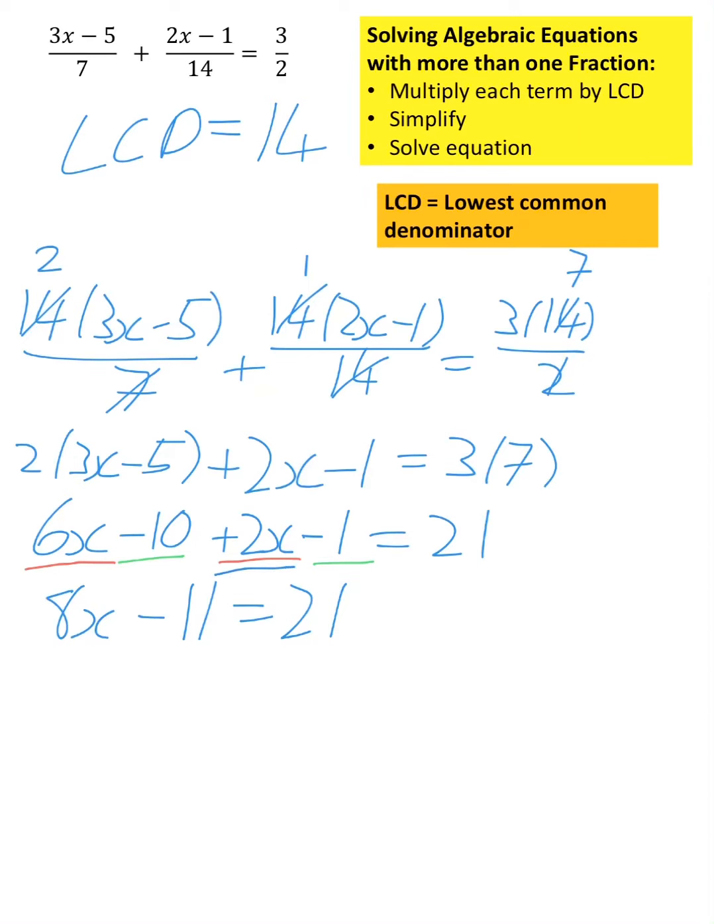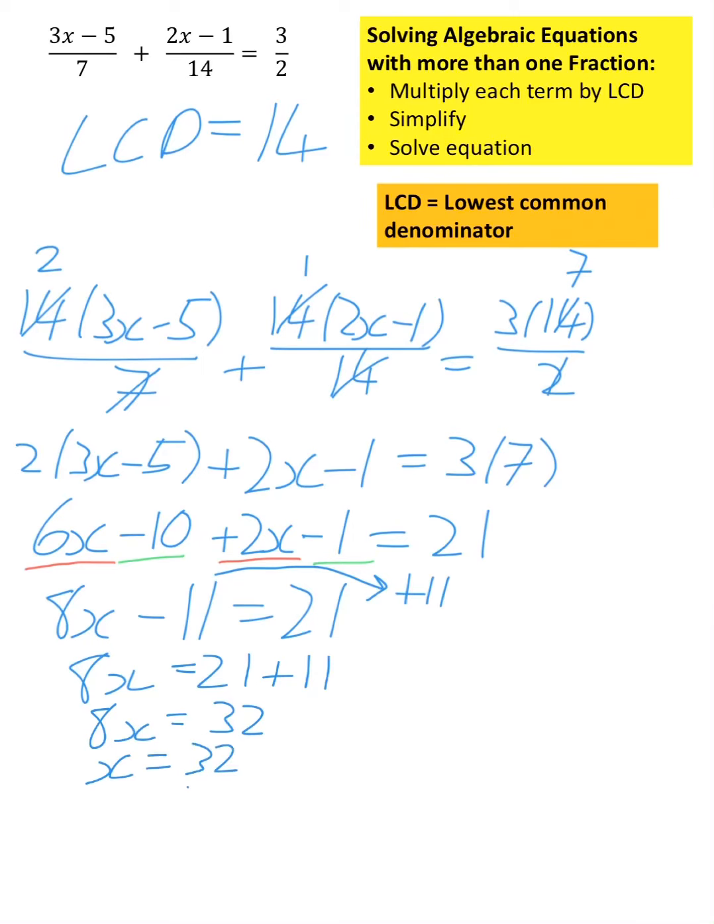So now let's bring the minus 11 to the other side. It will become plus 11. So we have 8x is equal to 21 plus 11. So 8x is equal to 32. So then always divide by the number in front of x. So x is equal to 32 over 8. So x is equal to 4. And that's my final answer.